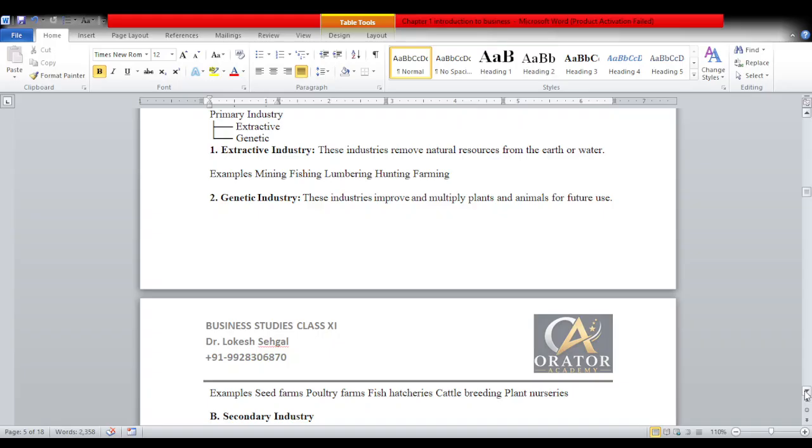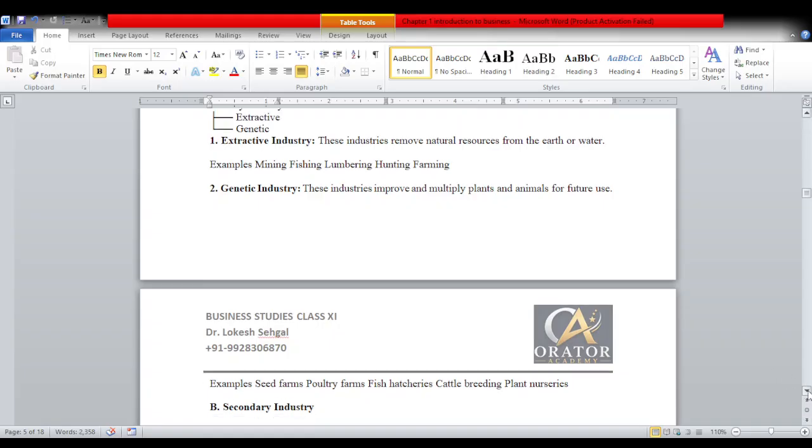And extractive industry, in which you extract natural resources from the earth or from the water, like mining, fishing, lumbering, hunting and farming. So these are the industries related with primary activities, or say primary industries.